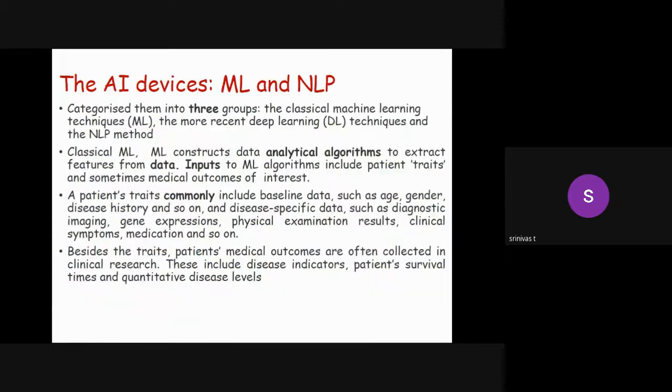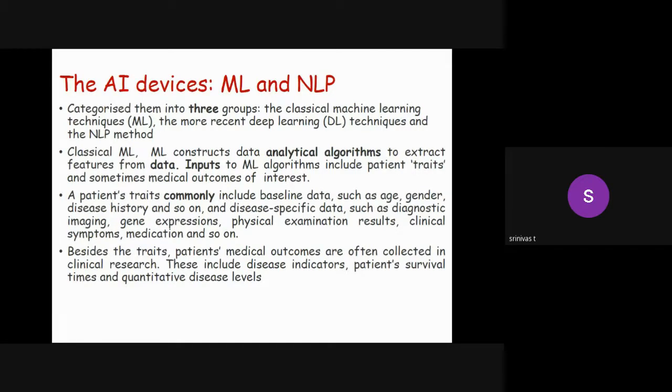Next slide. What are the AI devices, in continuation of ML and NLP? We categorize them into three categories: the classical machine learning, the more recent deep learning, and NLP techniques. You can name them ML and, more recently, DL.